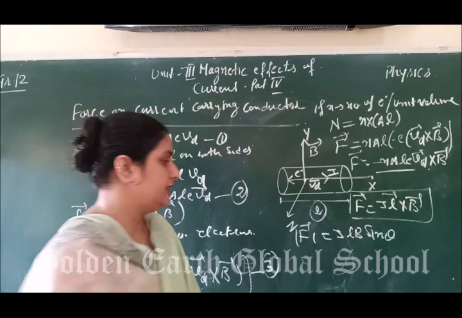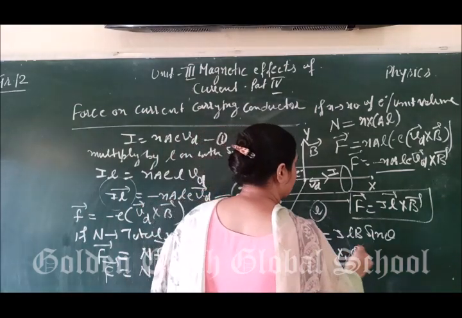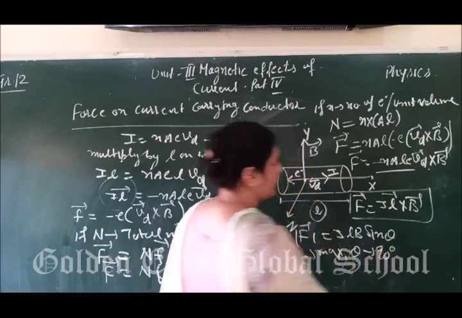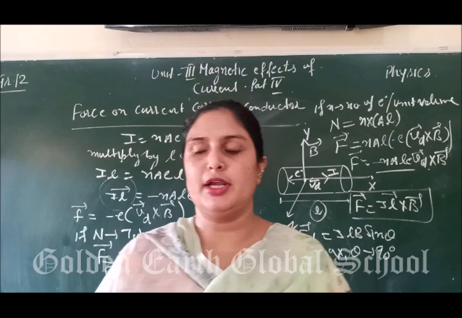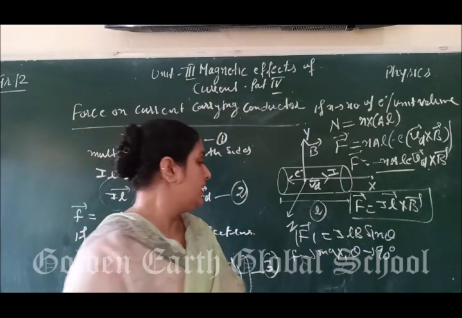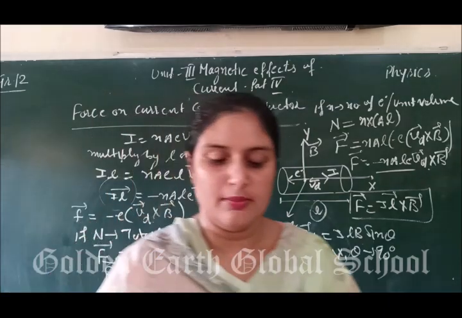F = ILB sin theta, and F will be maximum when theta is 90 degrees. It means when the magnetic field is acting perpendicular to the direction of the current, in that case the force experienced by this current carrying conductor will be maximum.